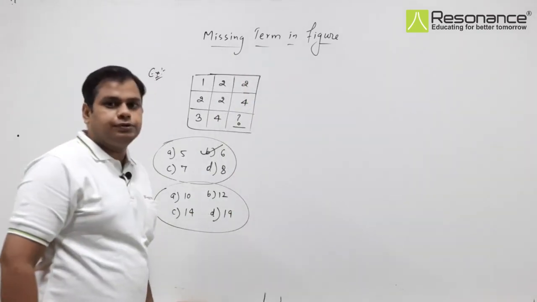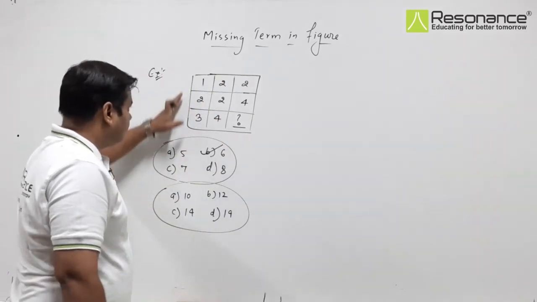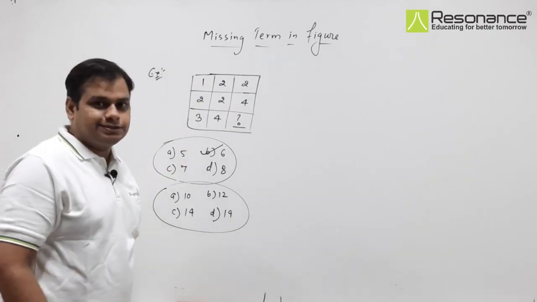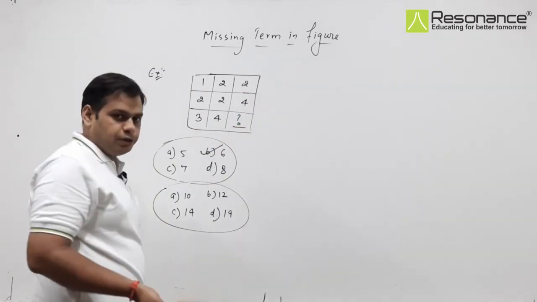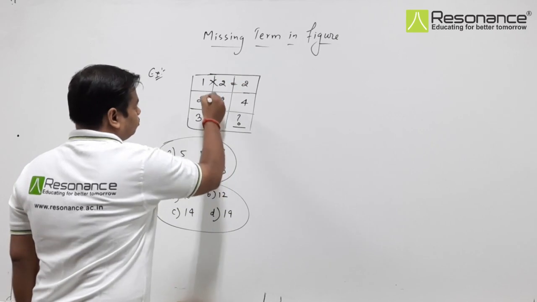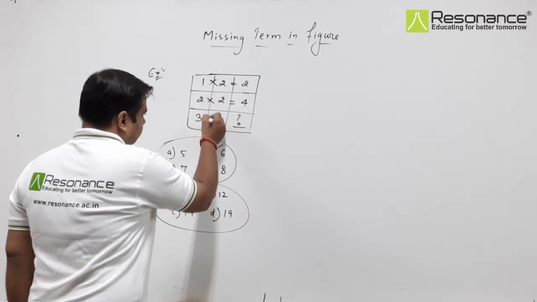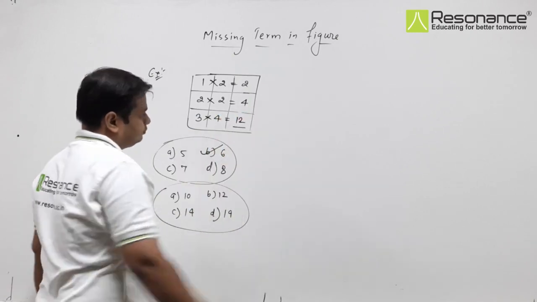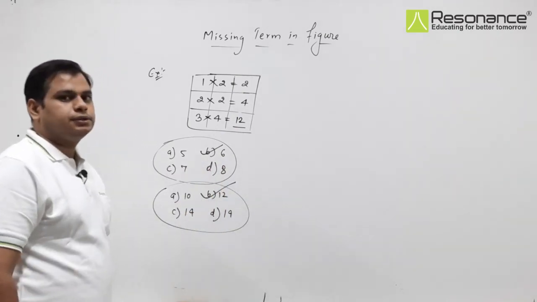We have to change our way of thinking. If column wise is not applying the logic, then we have to check if row wise the logic applies. Maybe from row wise the answer will be different. 1 multiplied by 2 is 2, 2 multiplied by 2 is 4 and 3 multiplied by 4 is 12. So according to that, 12 is the correct answer.